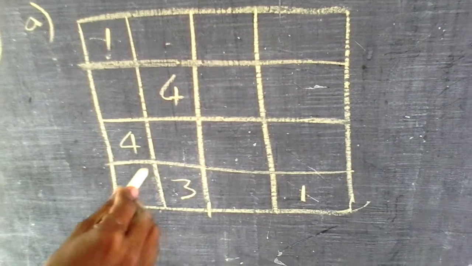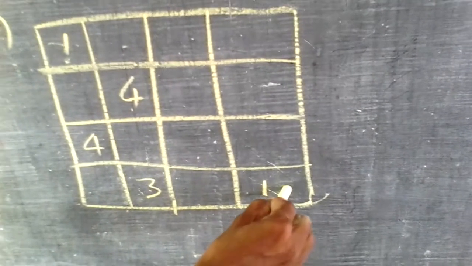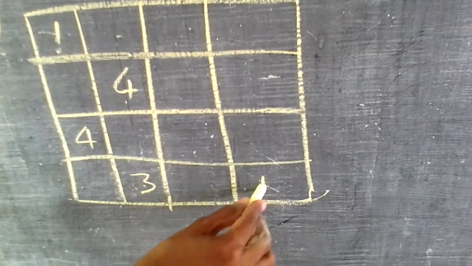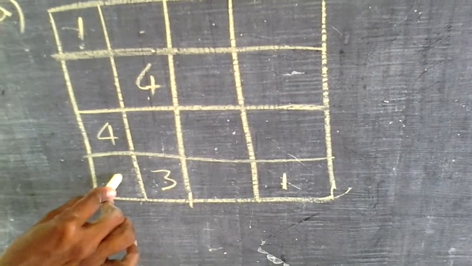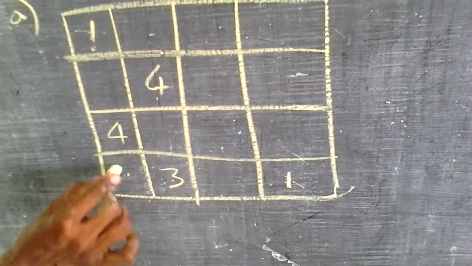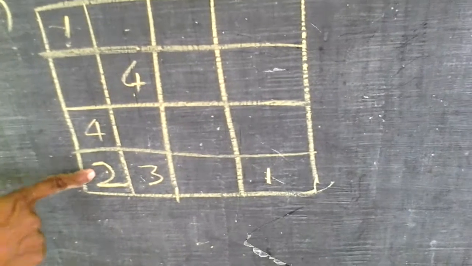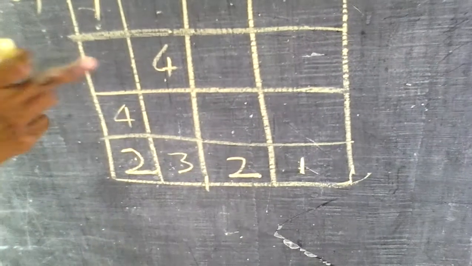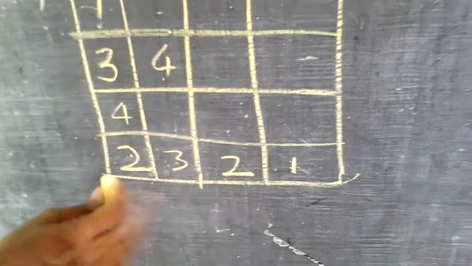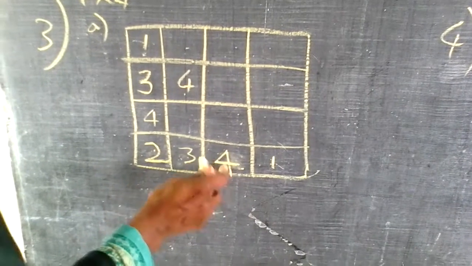See 1, 4, 4, 3, 1. Right. Let me start. 1 is here. So in this place I will check. Is it possible to put 4 here? No, not possible. Right? It's not possible. So here I can put only 2. Because 4 is here nearby, so I should not put 4. Whereas what is the missing number here? That's a 2. Similarly, here you check what is the missing number here? It's a 3. And next. See here. Sorry kids, I have put 2. It is 4. Right? 1, 2, 3, 4. It is 4.